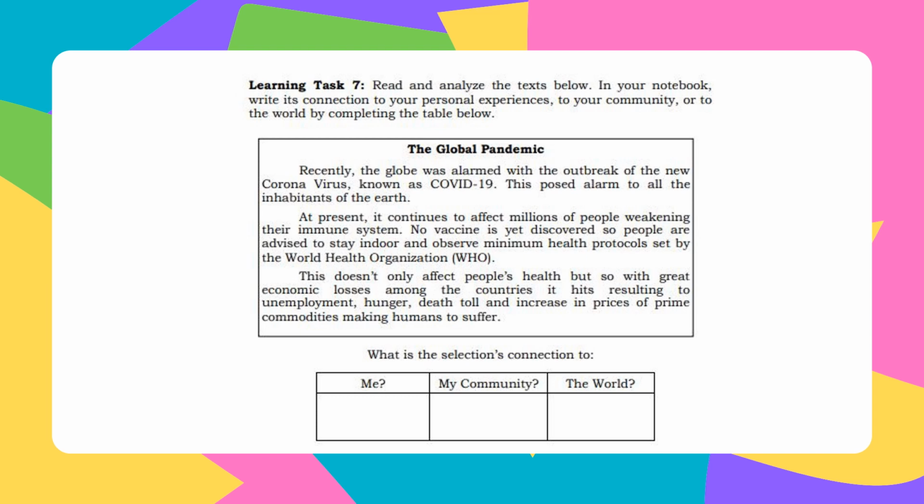The global pandemic. Recently, the globe was alarmed with the outbreak of the new coronavirus known as COVID-19. This posed alarm to all the inhabitants of the earth. At present, it continues to affect millions of people, weakening their immune system. No vaccine is yet discovered, so people are advised to stay indoors and observe minimum health protocols set by the World Health Organization or WHO.